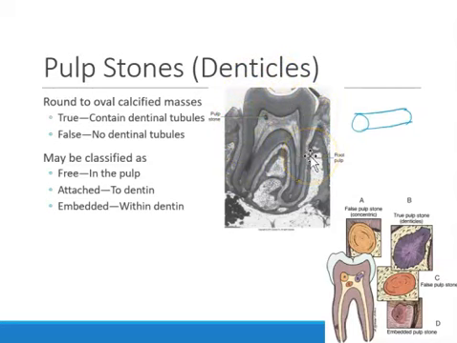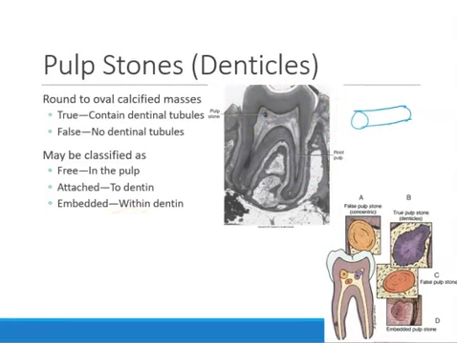Most denticles are false denticles that are free in the pulp. So most denticles are false denticles, which means they don't have a dentinal tubule in them, and they are free. They're anywhere in the pulp, they're free.